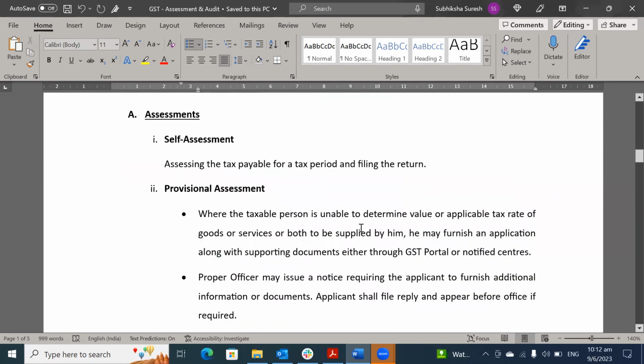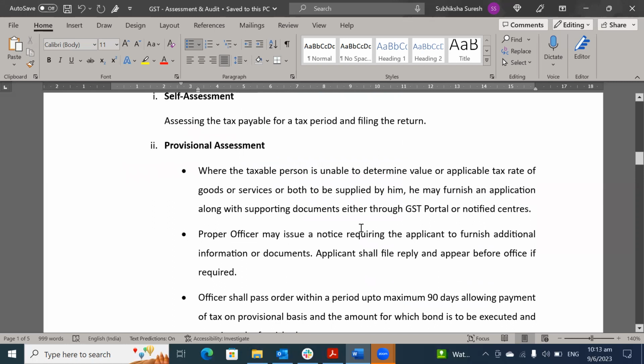So as I said, there are basically four types of assessment. Self-assessment is the first type, which is nothing but like we do on Income Tax Act, the registered taxable person himself will furnish all the required particulars and furnishes the return on the annual basis. Provisional assessment is when a registered taxable person has no clue about the value of goods and services to be supplied to the recipient, or is confused about the rate of tax to be applied for the supply. He will apply to the proper officer to consider the supply on provisional basis.